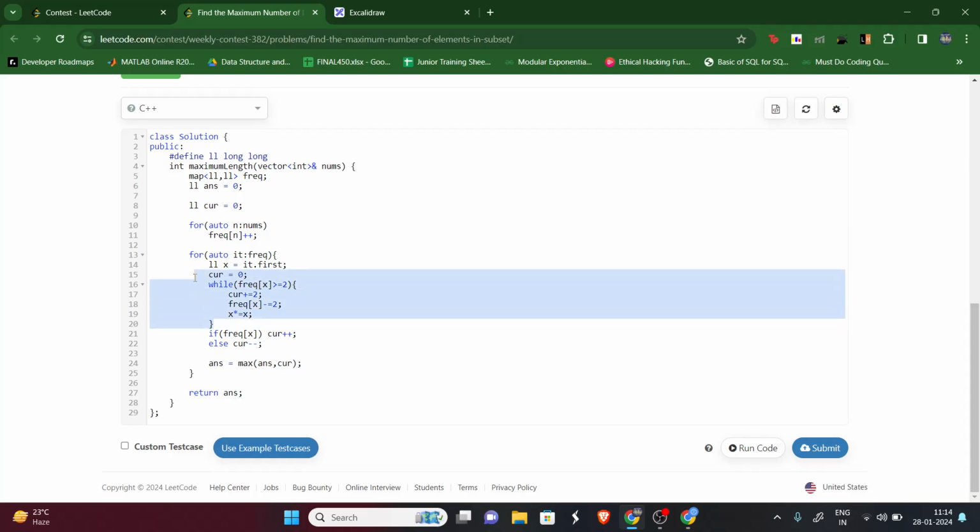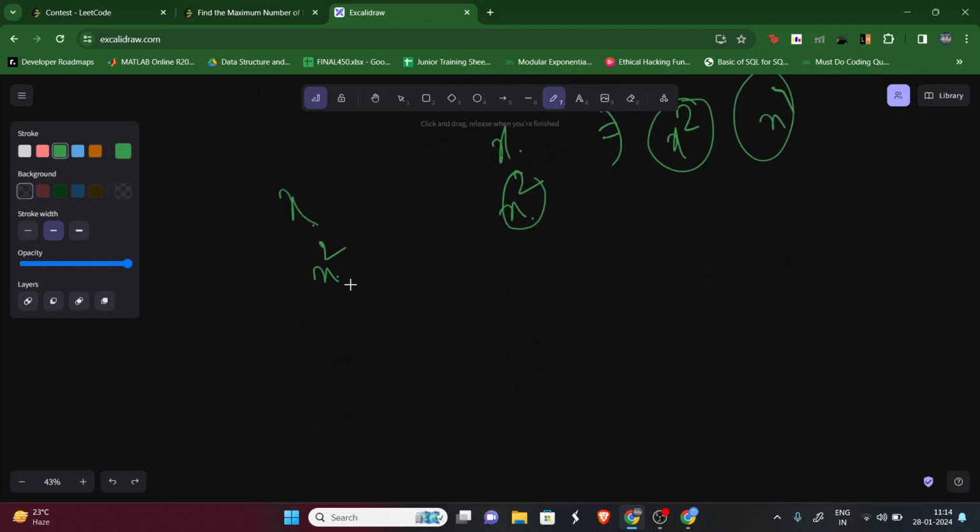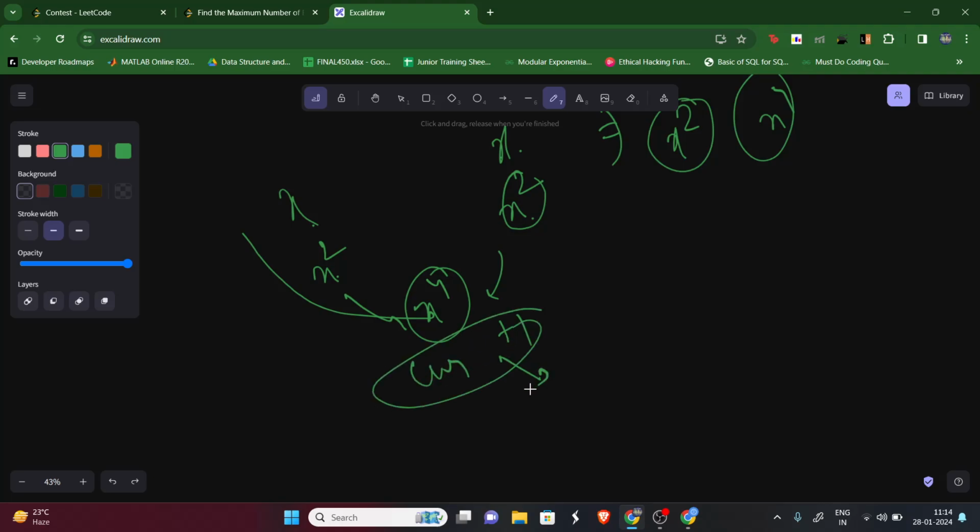Now if at any point this condition fails, what does that mean? We are either going to find a pivot element, or we'll have to fall back to the previous element. So we are checking the frequency of x. If it's not greater than or equal to 2, that means it can be 1. If that is 1, let's say after x square, x to the power 4 was 1, we can have this pivot element and we can add this element to our current, meaning add 1 to our current. Why? Because that will give the total number of elements in this particular subset.